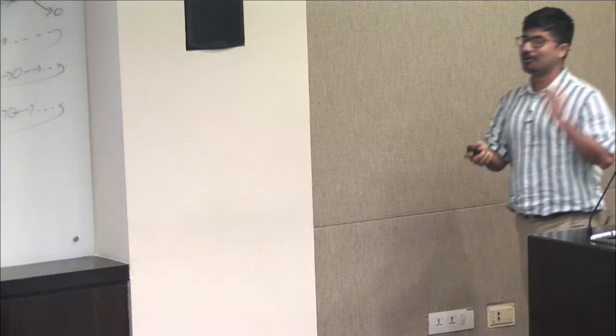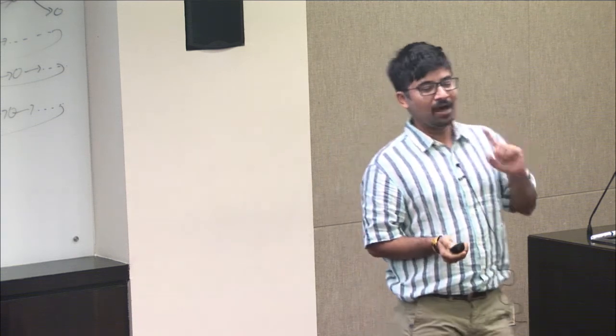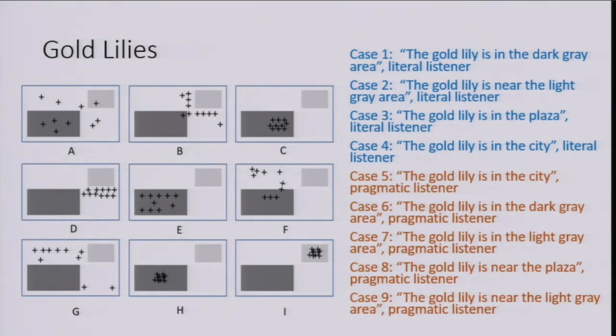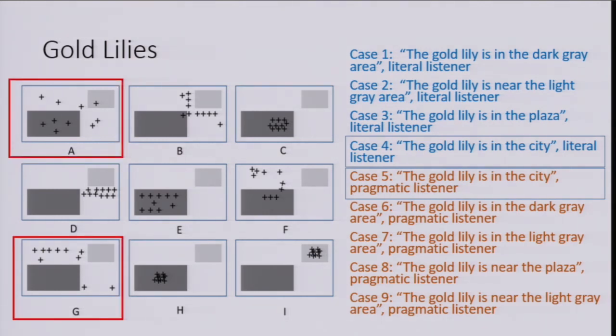Okay, I guess most of you have got it. There is only one thing that you have to figure out: what is the difference between a literal and a pragmatic listener? If you get this, the rest of it is pretty easy. This is an interesting comparison point where you say the gold lily is in the city, by the literal listener and in the city by the pragmatic listener. So it's exactly the same statement, but two different interpretations. And you see this one is all over the city. So it should be one of the ones in the city, and the only other one seems like this, right? So these two seem to be the potential candidates.